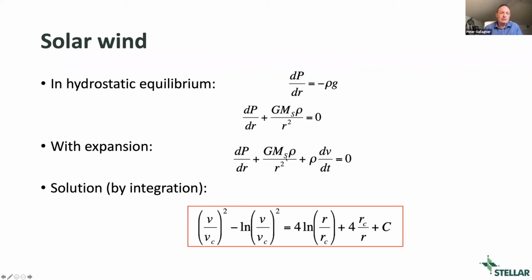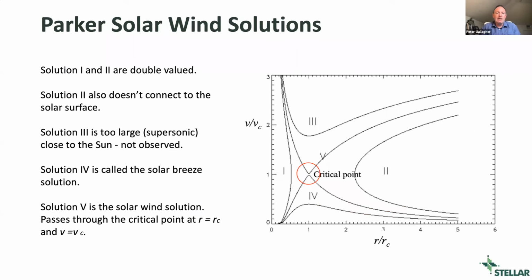This is gas pressure and gravity holding it in, and this is really the motion. But with a couple of pages of mathematical manipulations, not too hard, you can show that there's a solution to this. And this was what Parker came up with in the 1950s to predict the velocity of the solar wind and how it depended on this constant and some critical velocities and critical radii. And this is the kind of solution that he found.